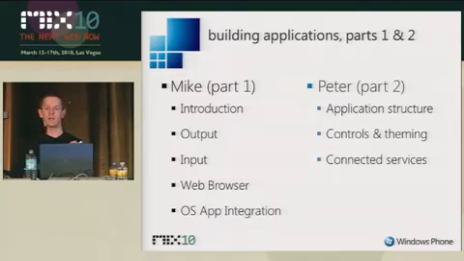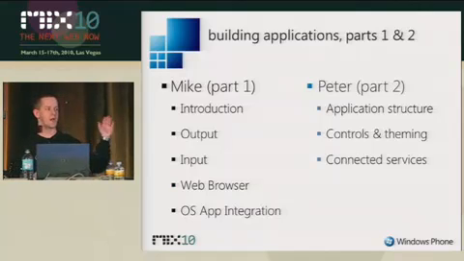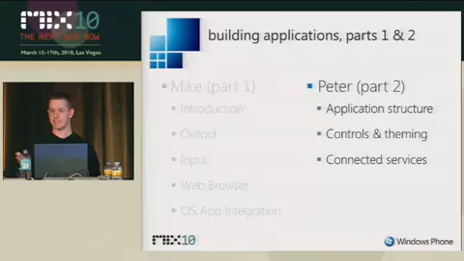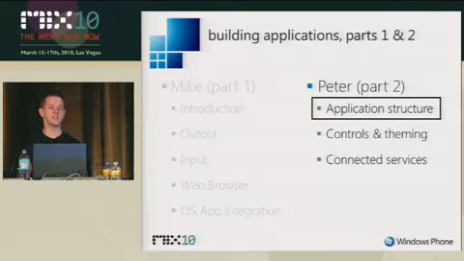So Mike in here was talking about part 1. He talked about input and output and so on. What I'm going to be talking about is these 3 key takeaways: application structure, controls and theming, and connected services. So let's start right off with application structure.